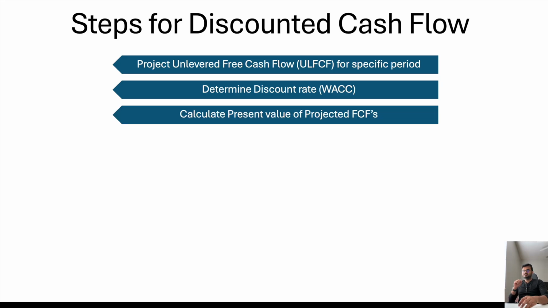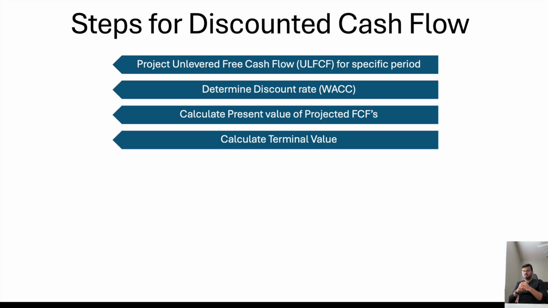Then the third step is to calculate the present value of the projected cash flow. In the first step, we calculated the 5 years or the specific period free cash flow, and in the second step, we calculated the discount rate. So in the third step, what we are trying to do is discount all the future cash flows into the present value. That is the third step. Then the fourth one is calculating a terminal value.